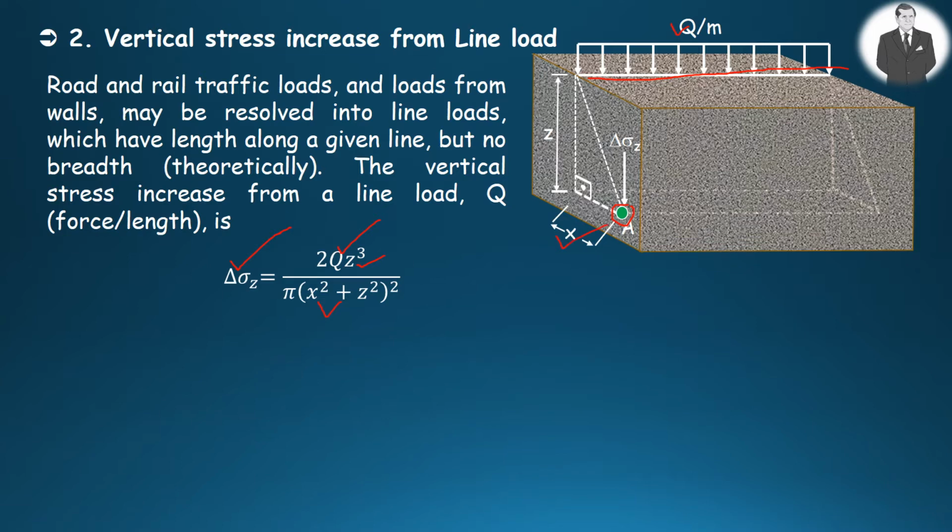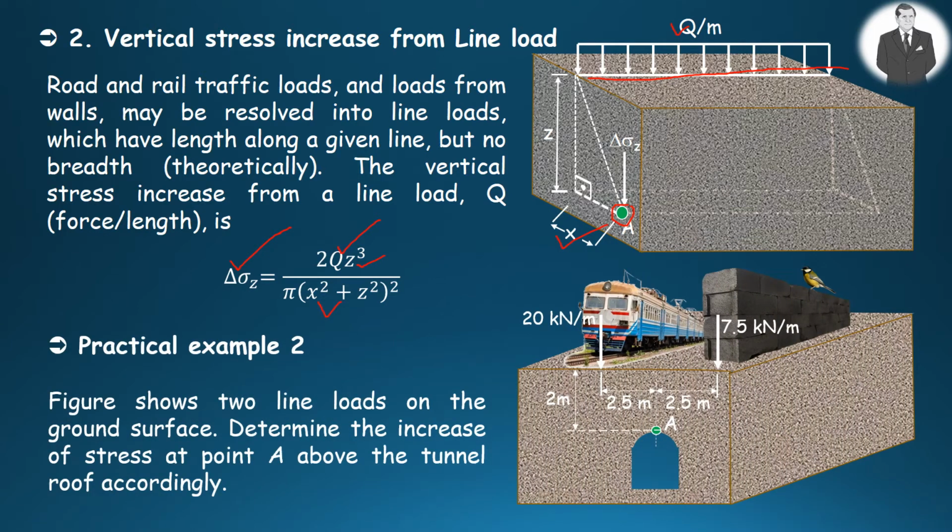A practical example for this case is given in the figure here. This figure shows 2 line loads on the ground surface, one from a train and the other from the wall. You are required to determine the stress increase at point A above the tunnel roof as shown here.